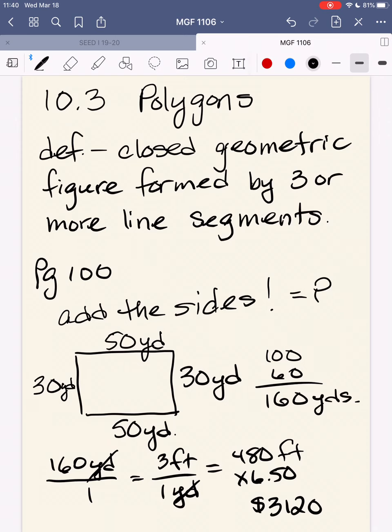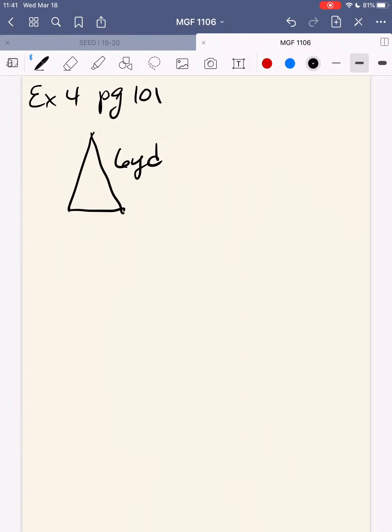So I'm going to go ahead and skip example 2, which is basically the same thing, and go to example 4 on page 101. It says I have an equilateral triangle. An equilateral triangle just means that all sides are the same. So if I draw my equilateral triangle, it doesn't look like one, I'm sorry. And I'm given 6 yards. That means all the sides are 6 yards. So if I add all those up, I get 18 yards.